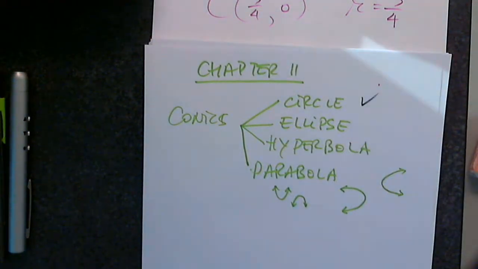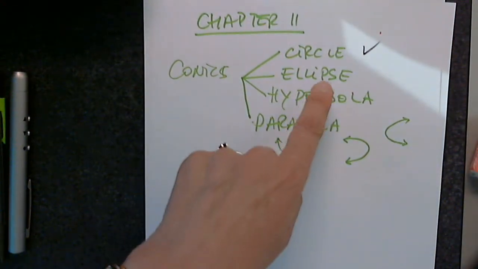So only the circle is done. We know how to graph it. We know how to identify the circle, the radius, and the center. We know how to manipulate an equation and check whether it represents the equation of a circle or not, using completing the square. Okay, so now let's continue with the ellipse.